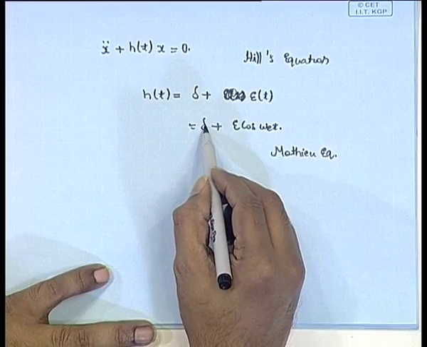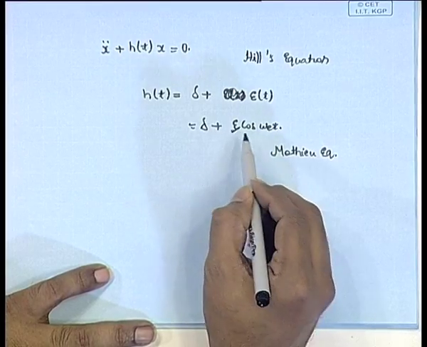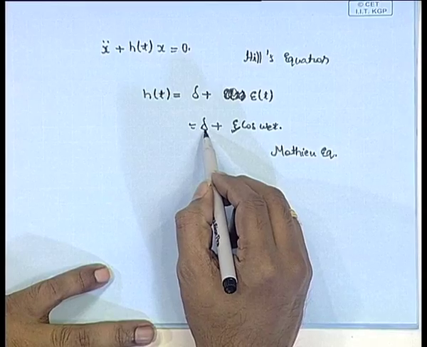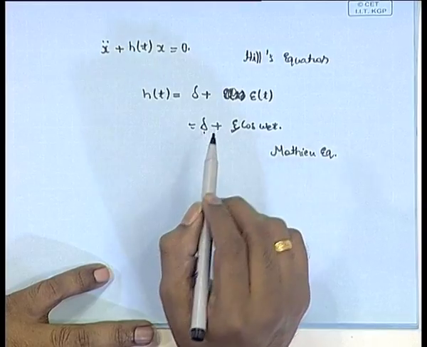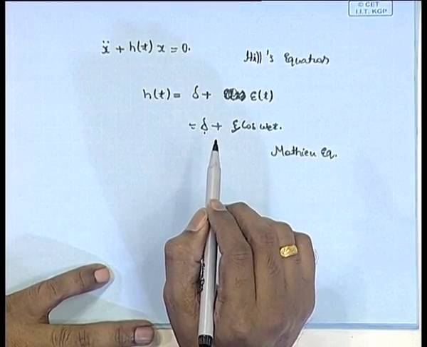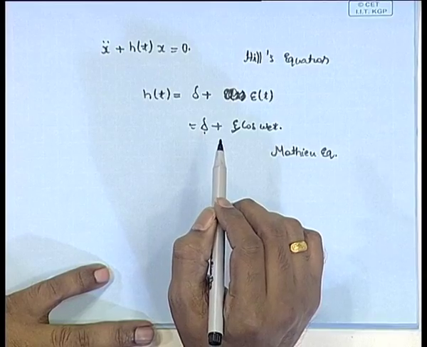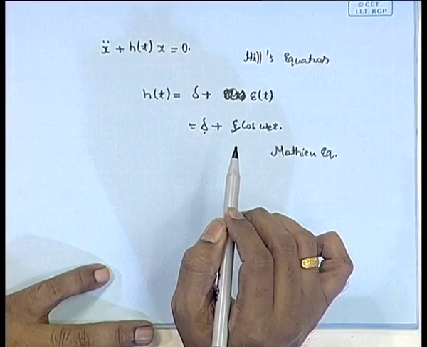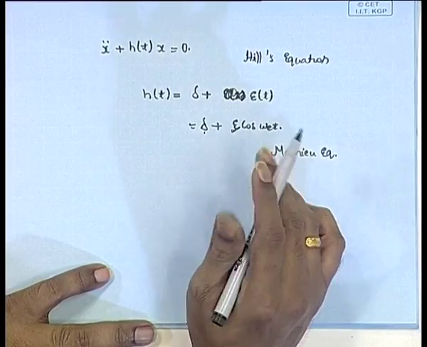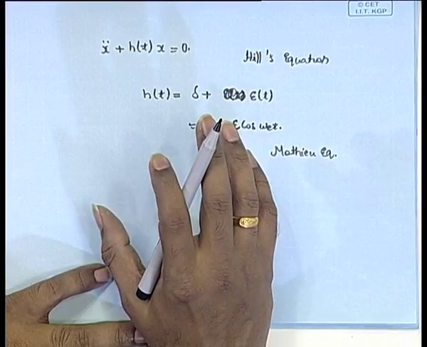In this, the important point to note is there are two components, two constants: one is delta and the other is epsilon. Note, Mathieu's equation was not generally defined for ships as such. He was a mathematician, and it was applied to purely mathematical problems. Now this equation is applied to ships.